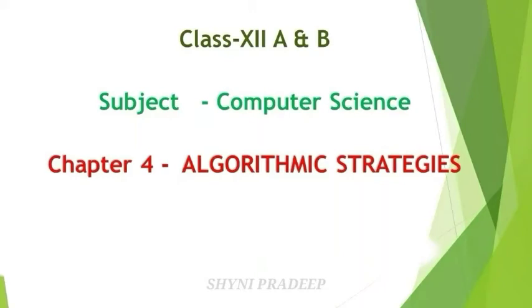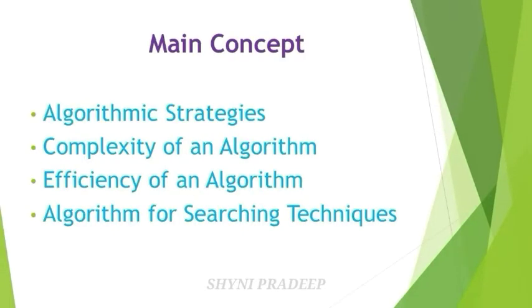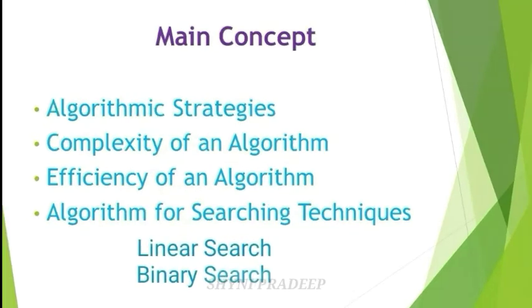Hello students, in this session you are going to learn 12th standard computer science 4th chapter, algorithmic strategies. The main concepts you are going to learn in this session: algorithmic strategies, complexity of an algorithm, efficiency of an algorithm, and algorithms for searching techniques, linear search and binary search.